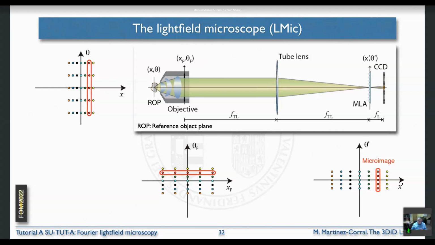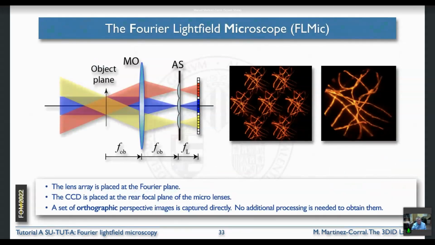But we don't make this computationally. We can make this optically. We can capture this plenoptic map directly if we don't place the microlens array at the image plane, but place it at the Fourier plane, at the aperture stop. And therefore, we will collect this function directly. And this is what I show in this quite simple scheme.